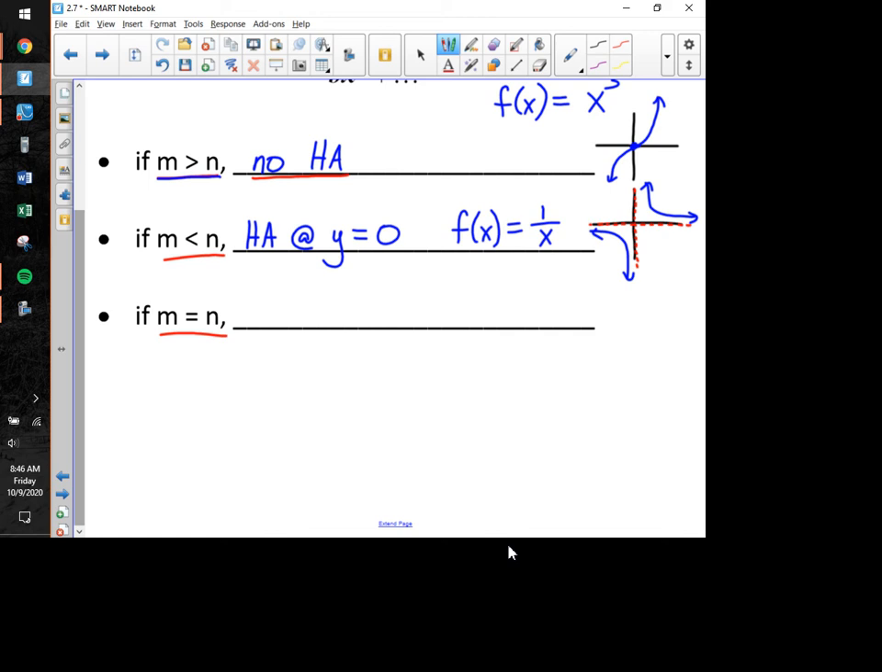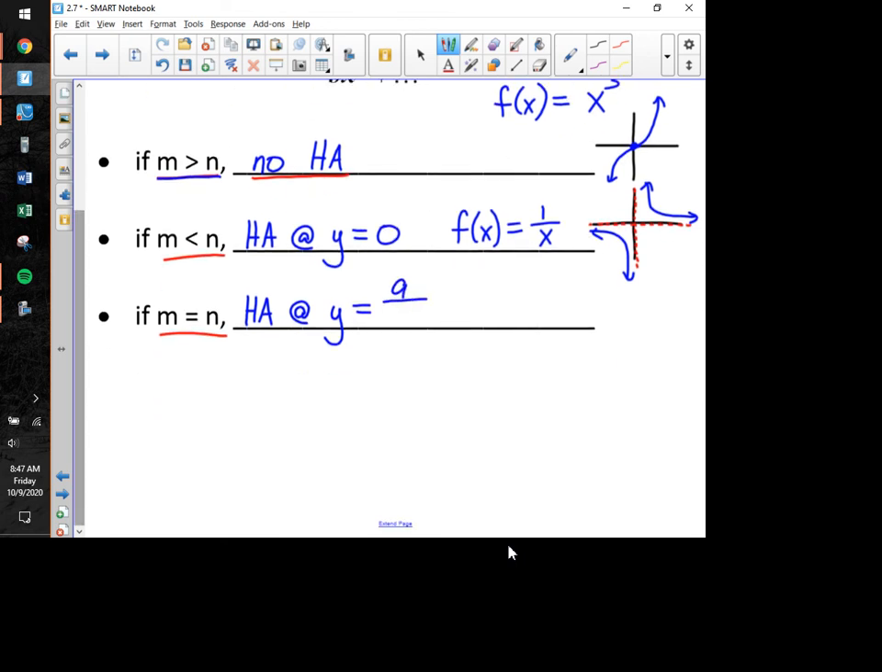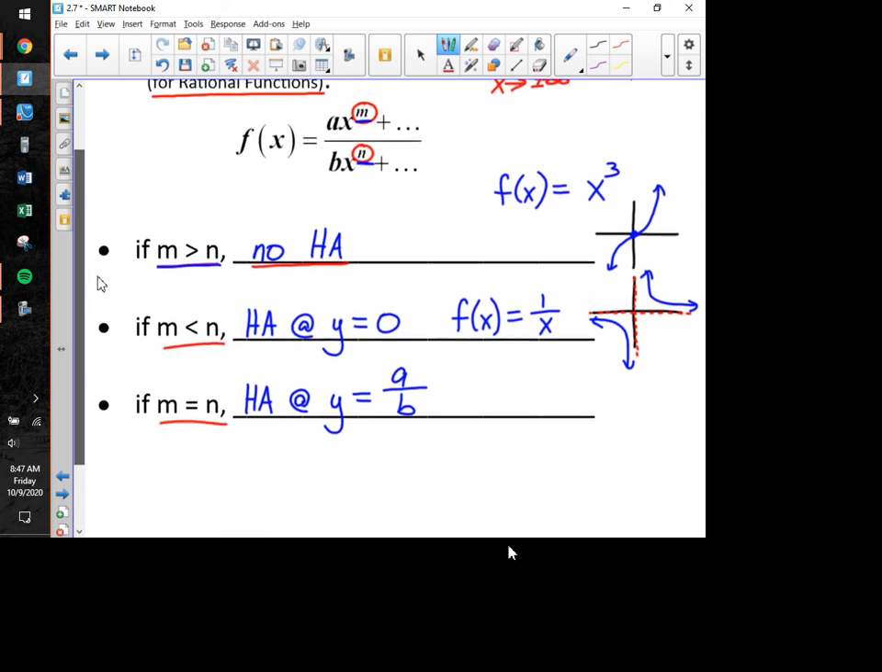If the degrees of your numerator and denominator are exactly the same, then in this case, everybody, we have a horizontal asymptote at the line y equals, and let me check my notation right here, yep, it is going to be a over b. And the a and the b, if we go back to this definition of what our function is right here, a is the leading coefficient of your numerator, and b is the leading coefficient of your denominator. And I'm contractually obligated to remind everybody, leading does not necessarily mean first. Leading means the coefficient of the highest degree term.